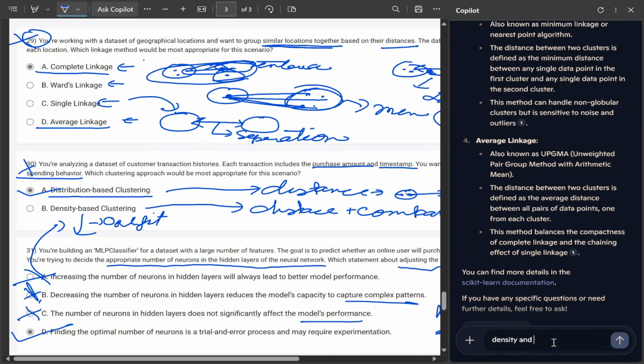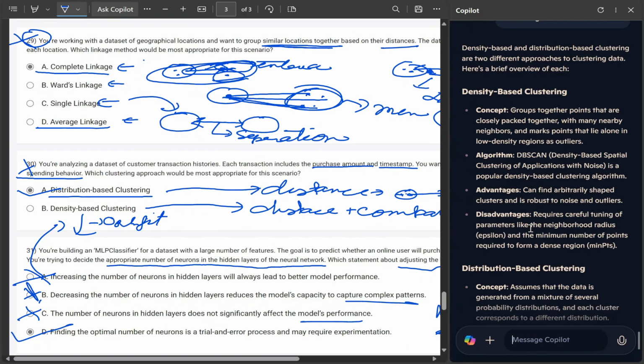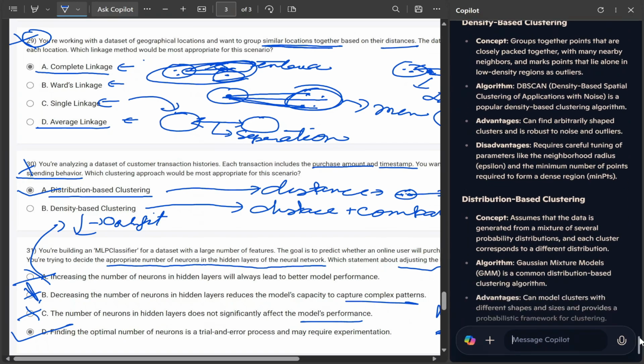So density and distribution based clustering difference. Let's check. Density based clustering groups together points that are closely packed together with many nearby neighbors and marks points that lie alone in the low density region as outliers, as I explained earlier. An algorithm that can do this is DBSCAN, density based spatial clustering of applications with noise. So it handles noise. Okay. It can find arbitrary shaped clusters and is robust to noise and outliers, but it requires careful tuning of parameters like neighborhood radius, that is epsilon, how many neighbors should be there in the radius of that particular cluster, and the minimum number of points required to form the dense region.